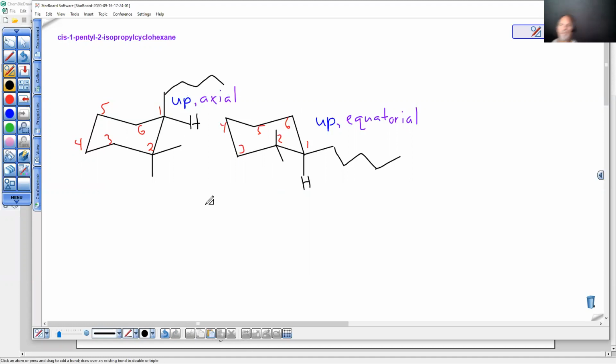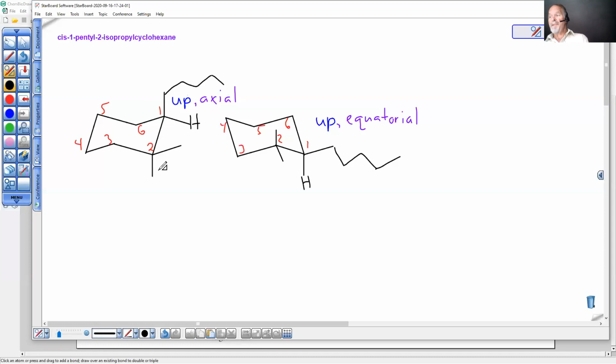Now we go back to our cis-trans. Cis means the two groups in the name are on the same side. You already chose to draw your pentyl up. You could have drawn it down, but you did not. You drew it up. This is totally your decision until now. You have no more executive decisions available to you. When you choose up in a molecule that has to be cis, the next group better be up.